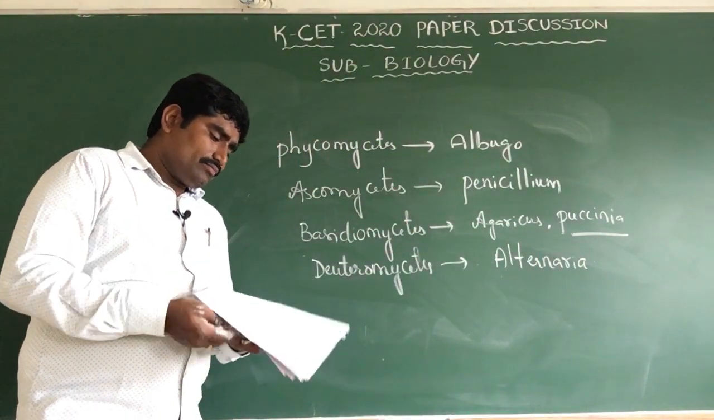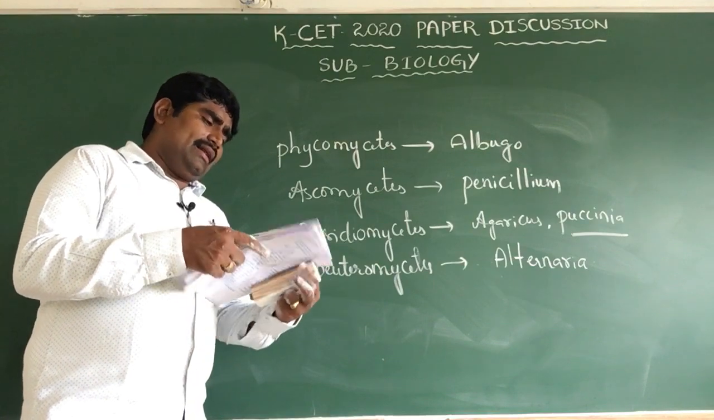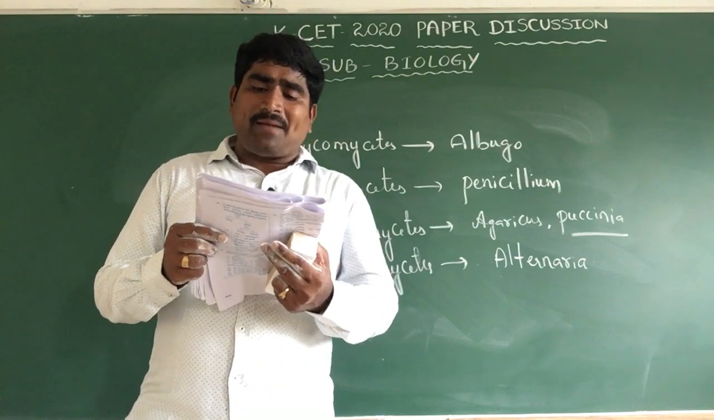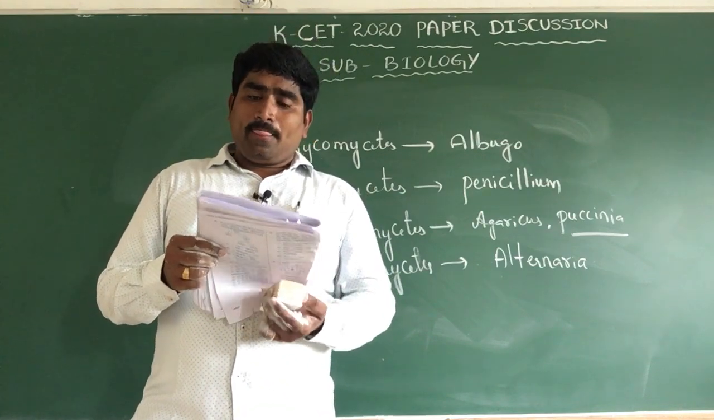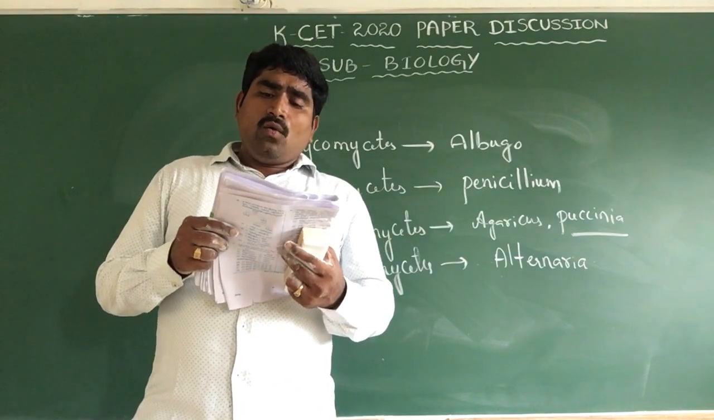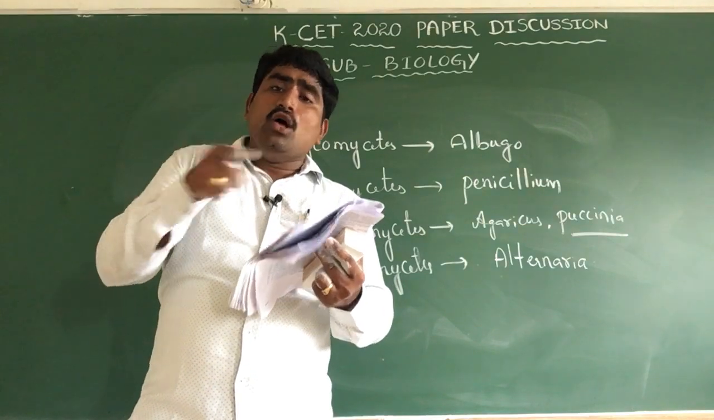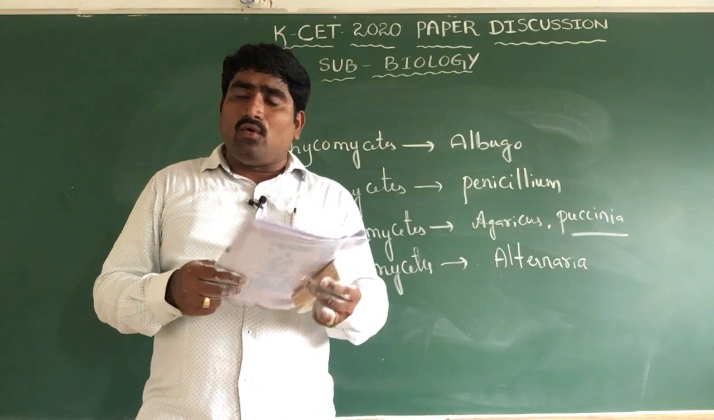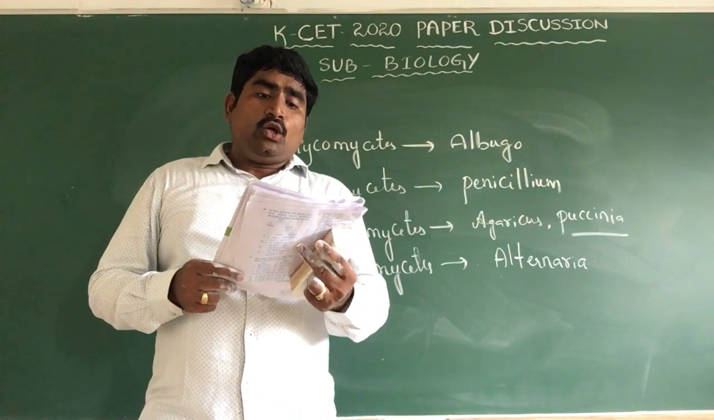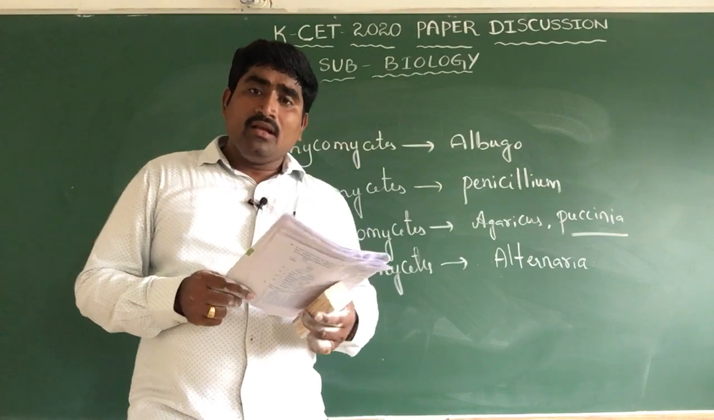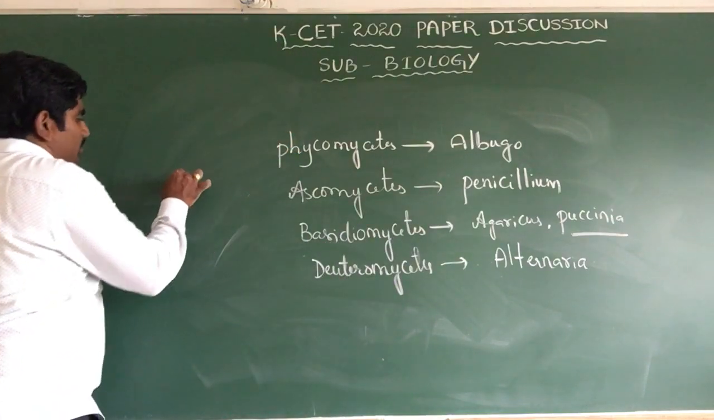Next one is, a student observed grass and hibiscus plants in his garden during noon. To his surprise, only the leaves of grass were found rolled inwards. The reason could be, so grass plants are nothing but monocots.